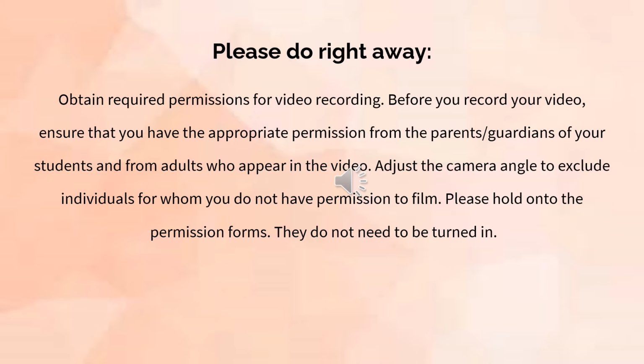You'll find the form that we use on your Blackboard course. For these videos, you want to make sure that you adjust the camera angle. If there are any students who did not give you the permission slip, make sure we don't see them on camera. They can still be in class, but you can't see them or hear them.